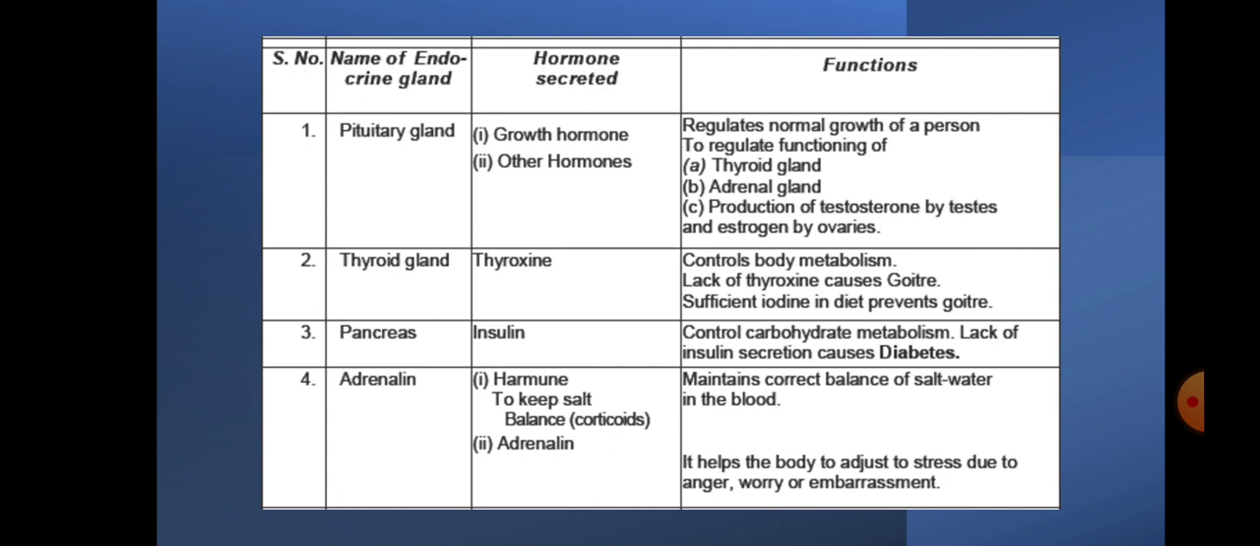Okay, next, the pineal gland. The hormone name is melatonin. It is also known as the third eye and is located between the two halves of the brain. The melatonin is responsible for the working of the internal clock of the body. This means it influences the sleep-wake cycle of the body.